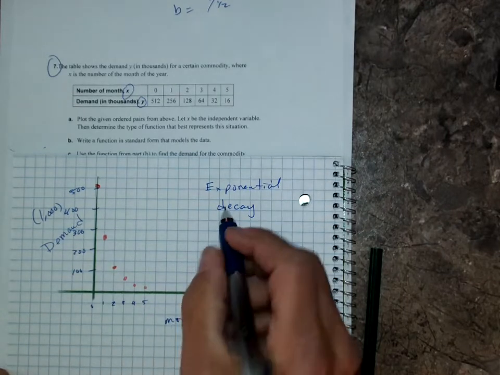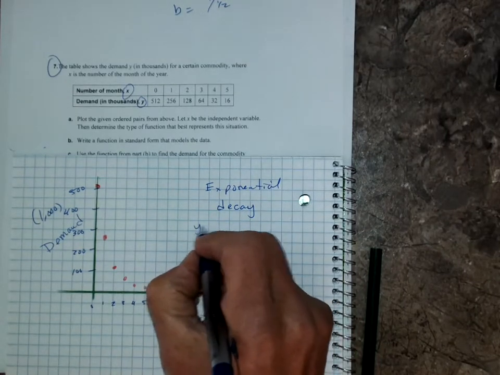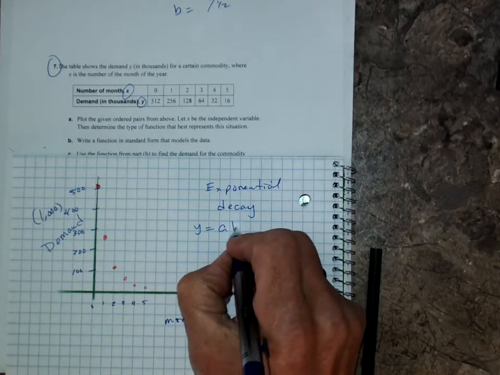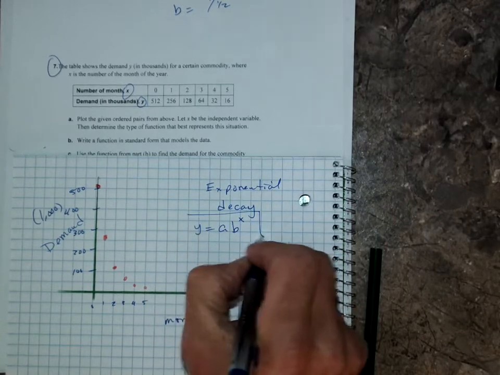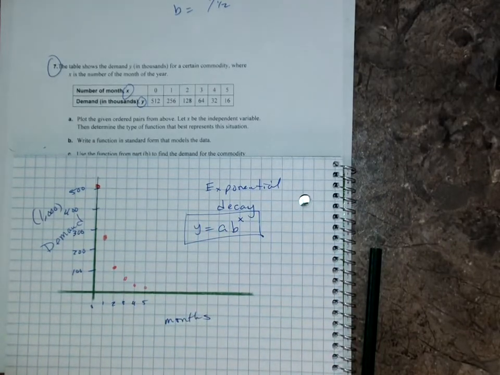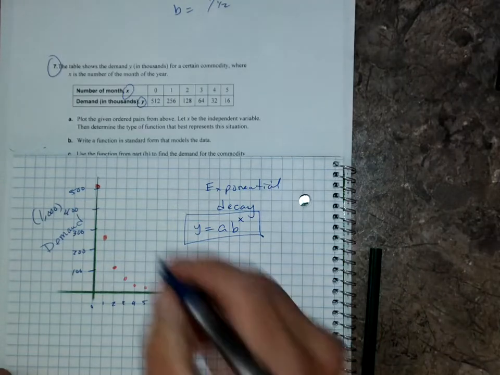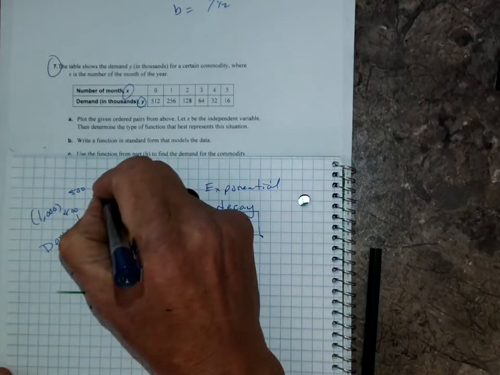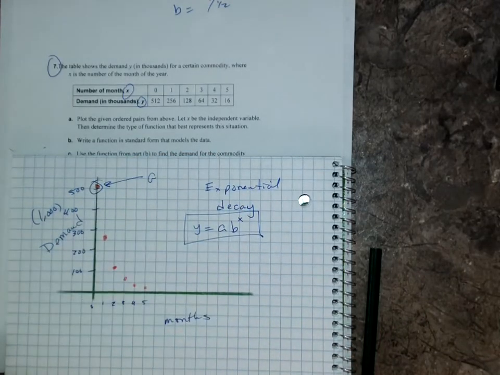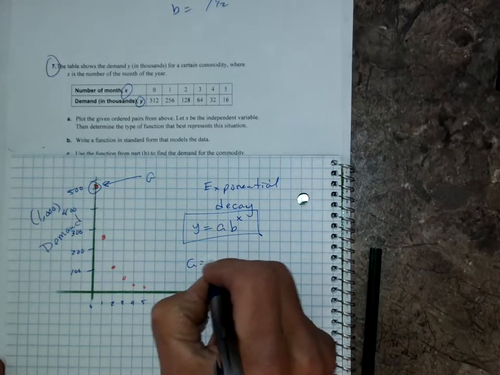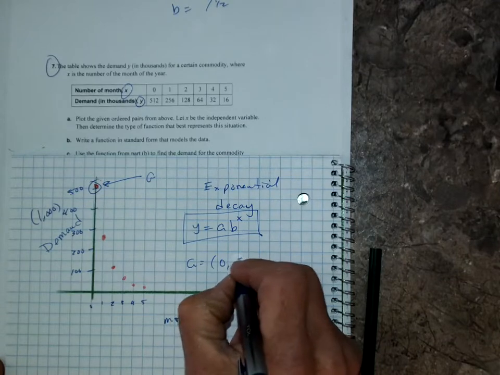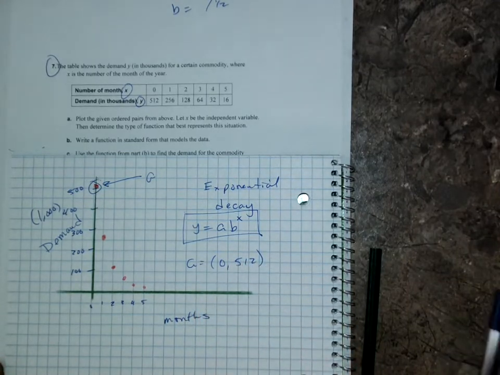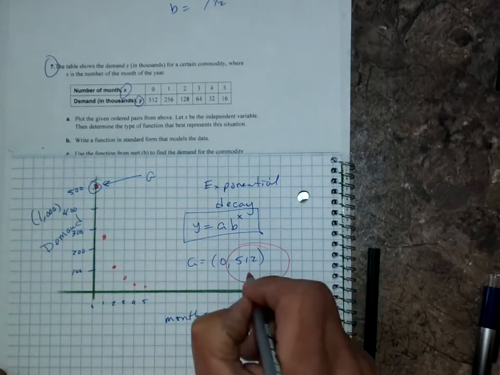So, now I need my equation. Y equals AB to the x. Okay, I need that equation. I know the value of A. The value of A is right there, where it starts, okay? So the value of A is at the point 0, 512. So A is 512. There's my A.